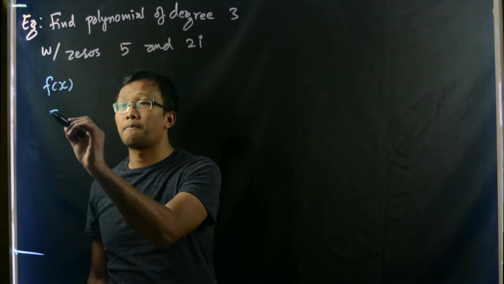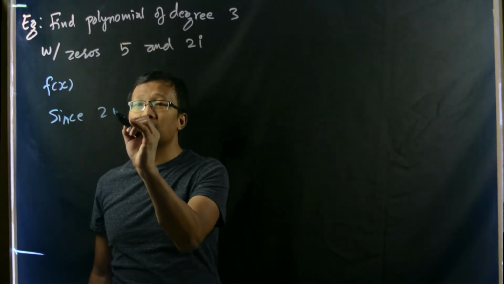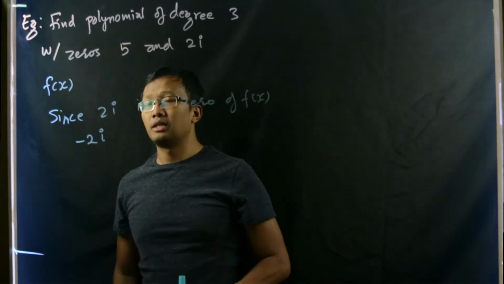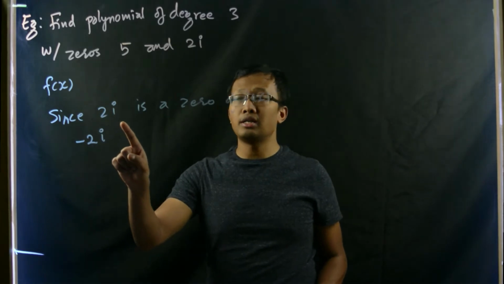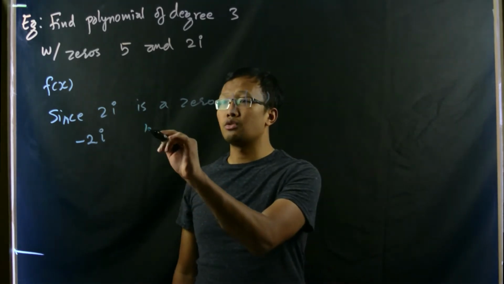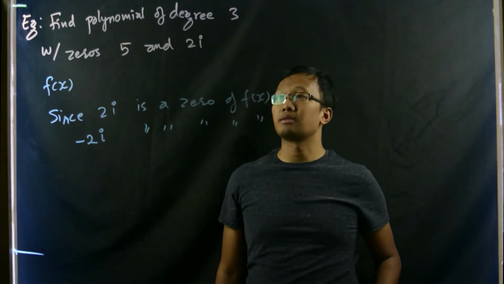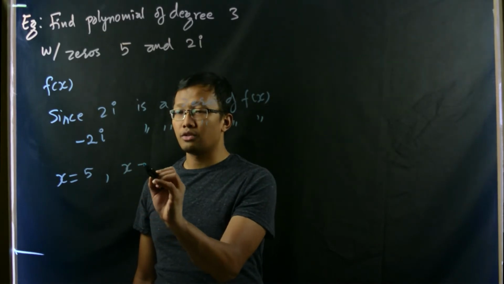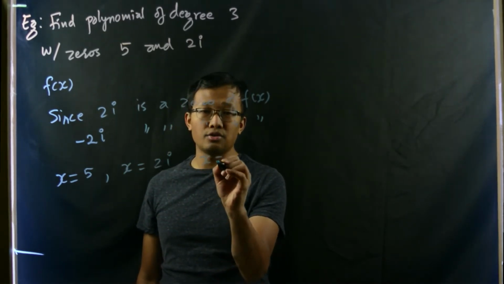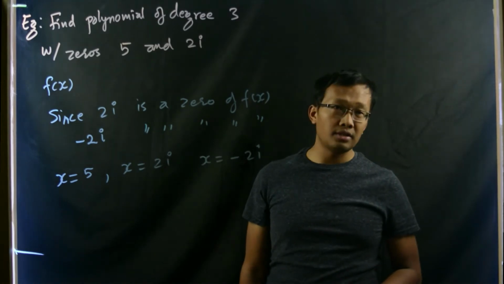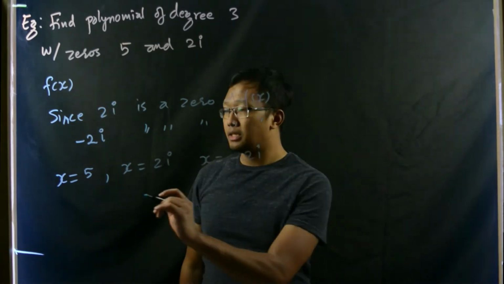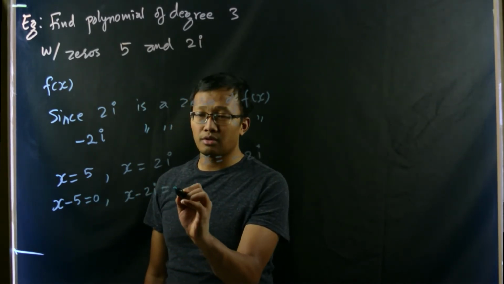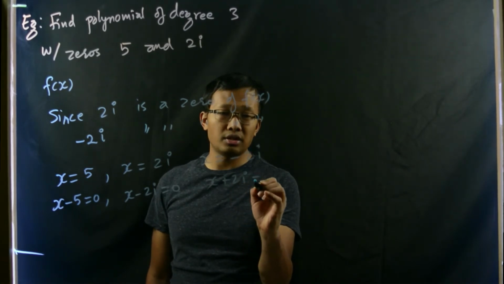Since 2i is a zero of f of x, negative 2i, the complex conjugate of this number 2i, is also a zero of f of x. So you can see that x equals 5, x equals 2i, and x equals negative 2i. These are the three zeros of this polynomial, which can be written as x minus 5 equals 0, x minus 2i equals 0, and x plus 2i equals 0.